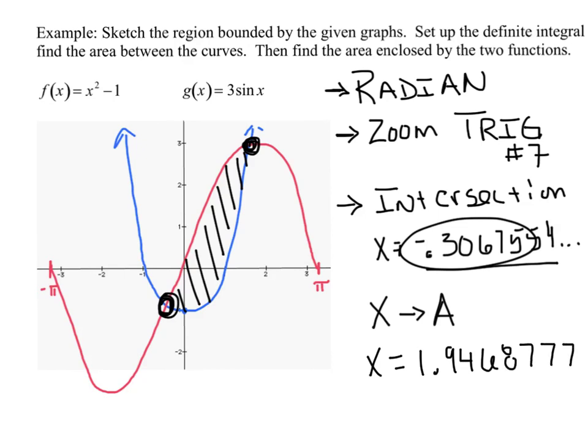Now, of course, there's an infinite number of decimal places, so I'm going to hit second quit again. It's going to take me back to the home screen. I'm going to type in alpha x, store it, and then I'm going to use alpha b.